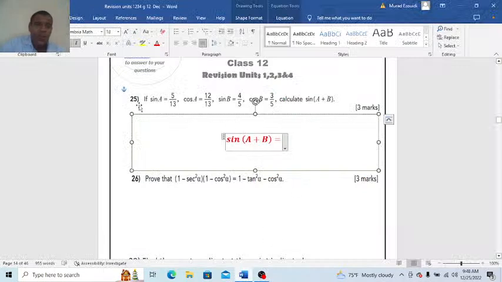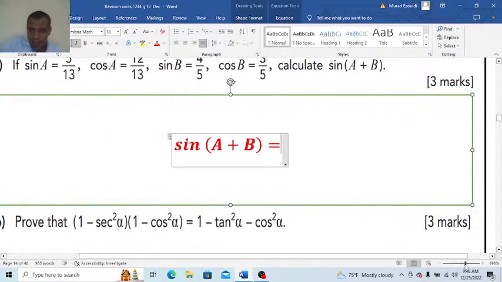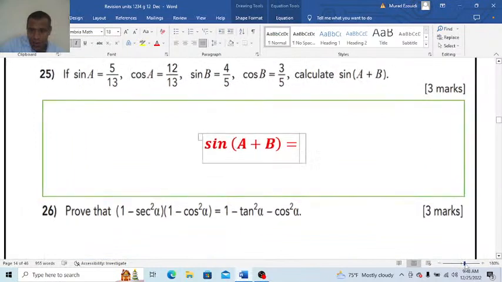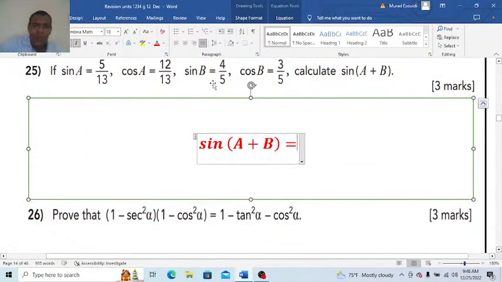So here the question is, if sine of a equals 5 over 13 and cosine of a is 12 divided by 13, and sine of b is 4/5 and cosine of b is 3/5. So the cosine and sine of b are given, and also sine and cosine of A are given.